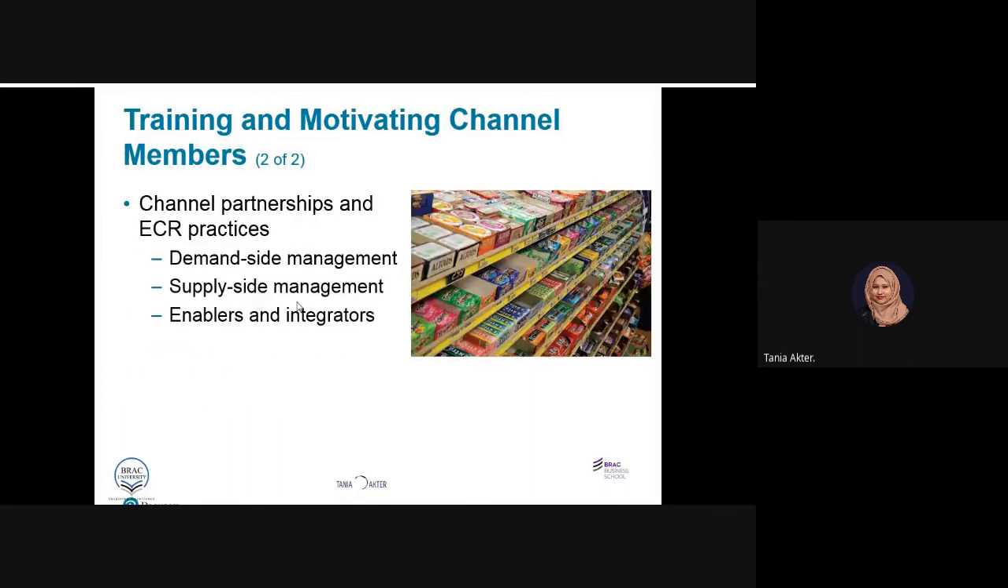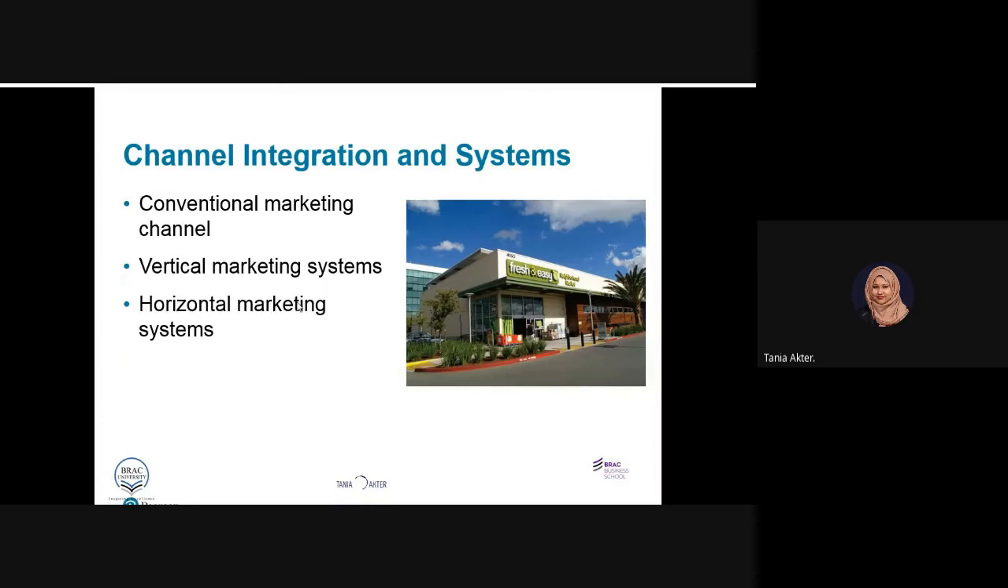This is already explained. Now this is example of channel integration and system. Here we are saying in channel integration we have three options: conventional marketing system, vertical marketing system, and horizontal marketing system. So what is channel integration? We already explained that channel integration is actually combination or coordination of different channels into one and maintaining that to give customer seamless experience.